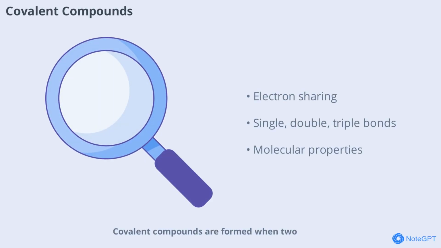Covalent compounds are formed when two nonmetals share electrons to achieve stability. These compounds can be simple molecules like water or complex structures like diamond. Covalent bonds can be single, double, or triple, depending on the number of shared electron pairs. Covalent compounds generally have lower melting and boiling points compared to ionic compounds and may not conduct electricity. Understanding the nature of covalent bonding helps explain the diversity of inorganic molecules and their properties.